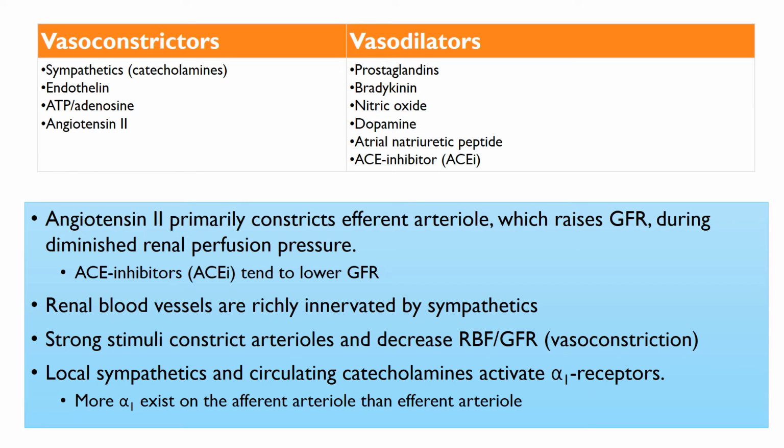Something else to keep in mind, your renal blood vessels are richly innervated by sympathetics. Sympathetics are vasoconstrictors. And I mentioned a couple slides back that there's going to be a more powerful vasoconstriction on one arteriole compared to the other, simply because of having more alpha-1 adrenoceptors on the afferent arteriole compared to the efferent arteriole. Strong stimuli may constrict arterioles and decrease overall renal blood flow and cause changes in glomerular filtration rate, but again, even local sympathetic discharge and circulating catecholamines will activate alpha-1 receptors.